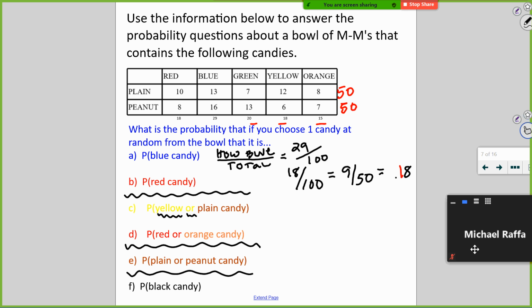There are 18 yellow ones and there are 50 plain ones. Why isn't your answer 68/100, and then if I simplify it, 17/25? Why is that not your answer? There are 18 yellow, there are 50 plain. What's wrong with what I did?